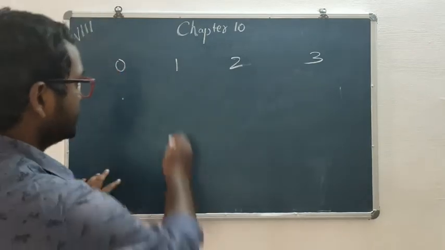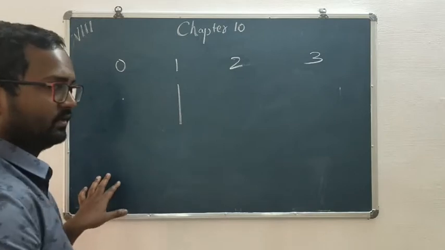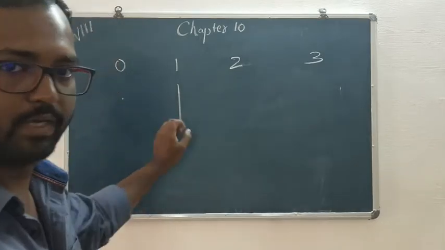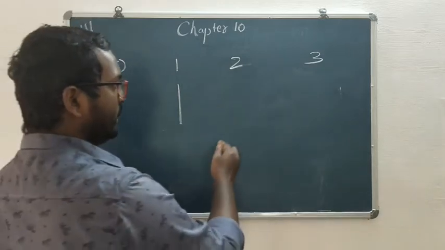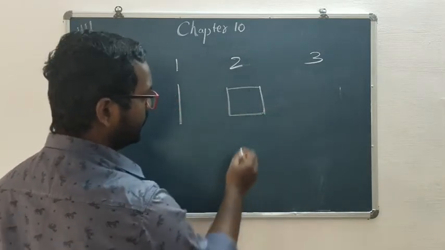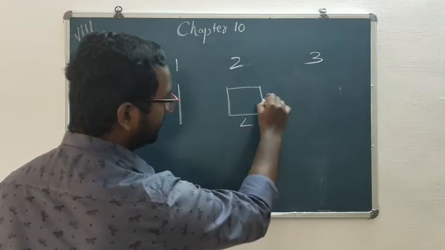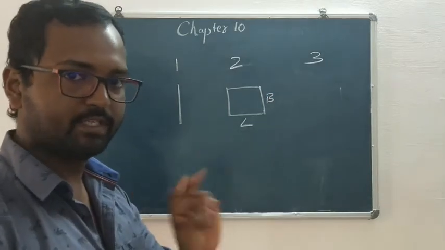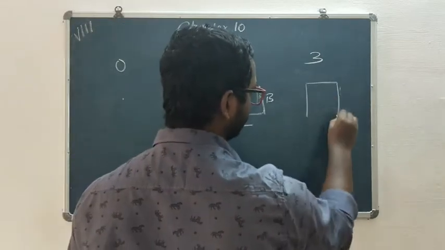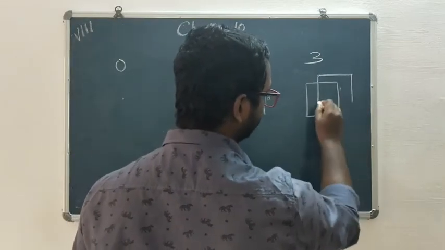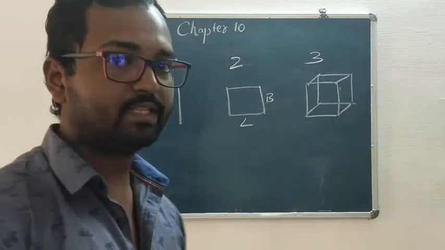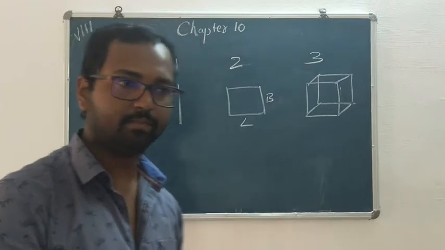So 1 dimension is when you put a line which has one measurement, which is length. We say that it belongs to 1 dimension. So what is 2 dimension? When you have length and you have breadth, it's 2 dimension, which means it has 2 measurements. 3 dimension is when there are 3 measurements, which are length, breadth and height.